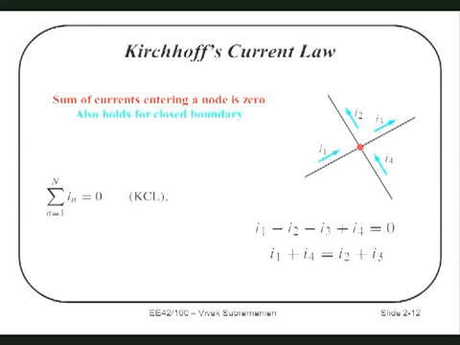My convention is going to be if the current goes into the node, it is positive. If the current goes out of the node, it is negative. I will say that the sum of all the individual branch currents is going to be equal to 0. Let's take this example here. In this example, I1 and I4 are going in, I2 and I3 are coming out.